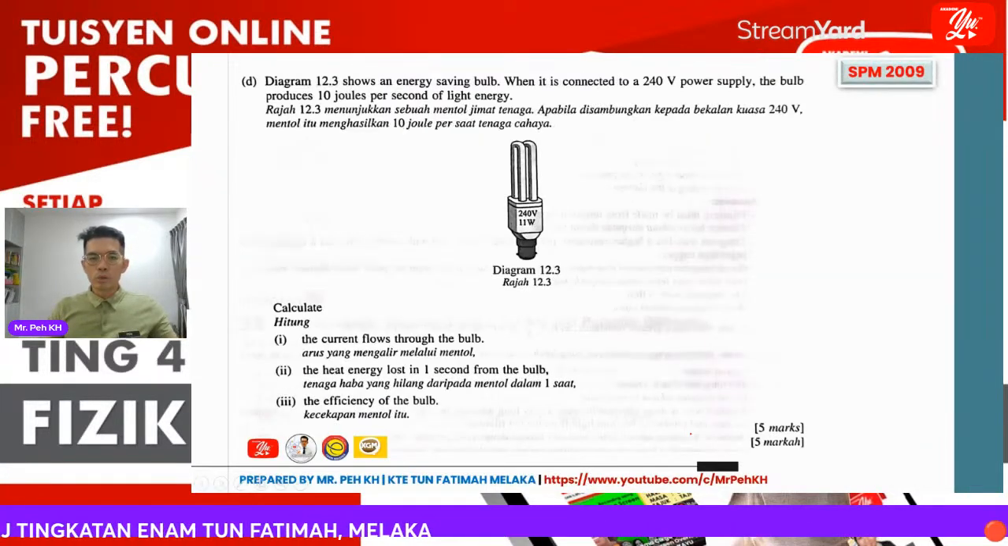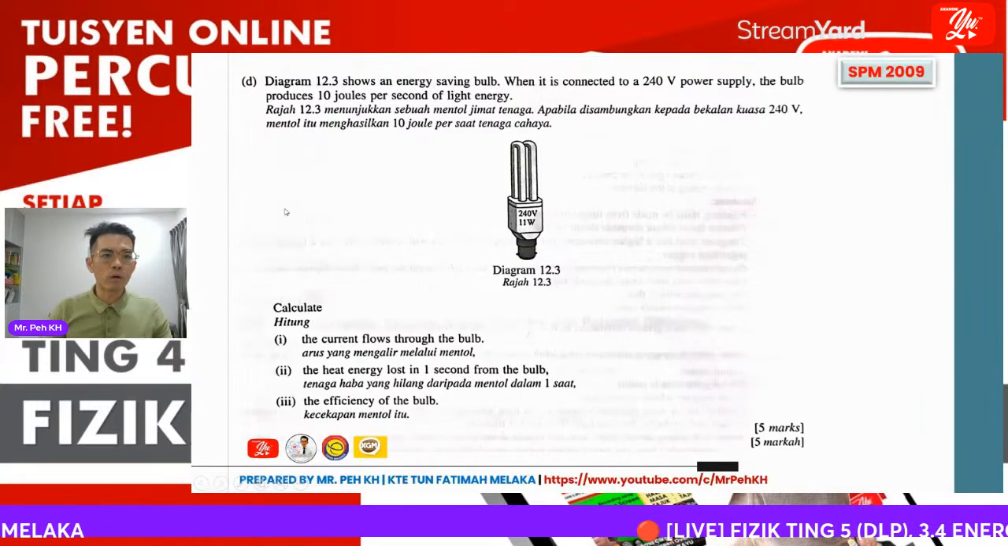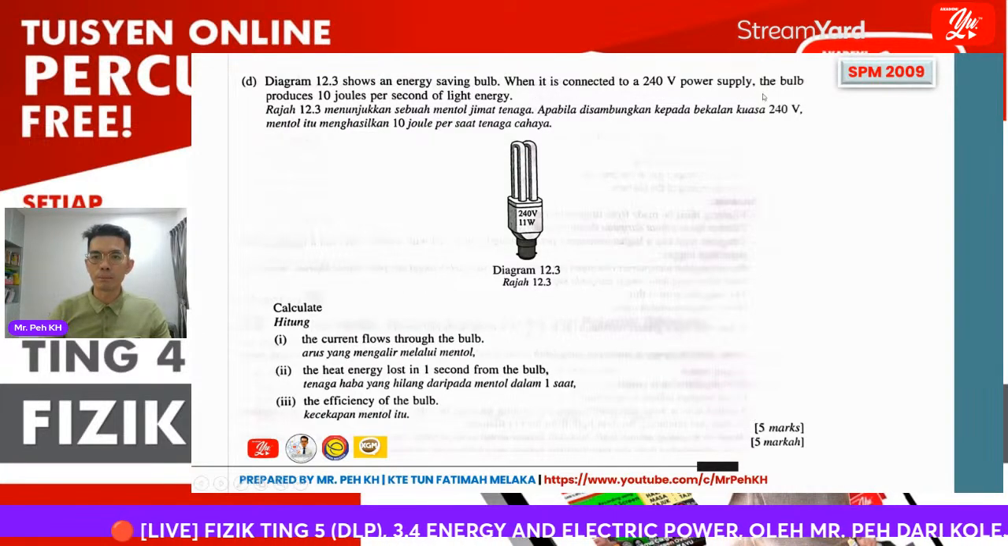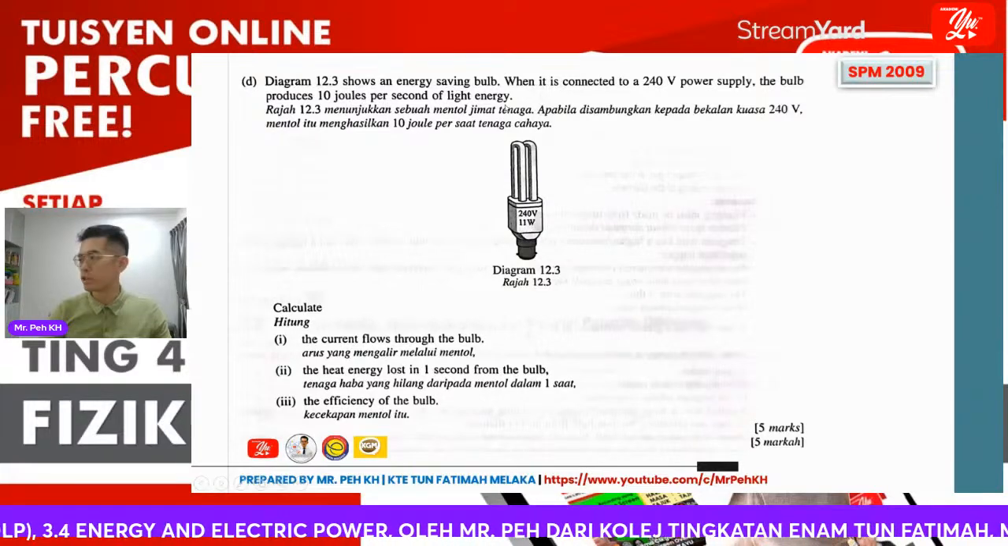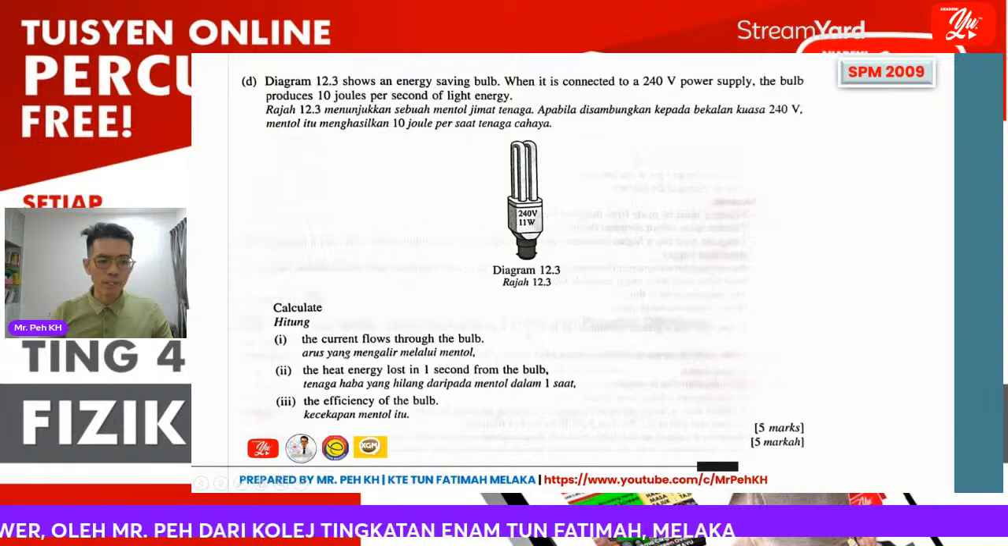Okay, so then here will be the last calculation question. Diagram 12.3 shows the energy saving bulb. When it is connected to 240 volt power supply, the bulb produces 10 joule per second of light energy. The question first asks you to find the current flow.